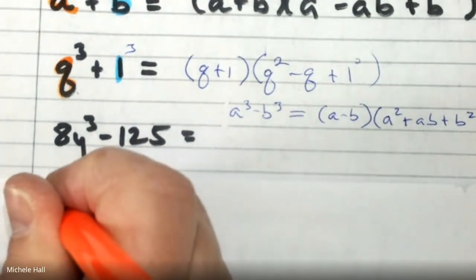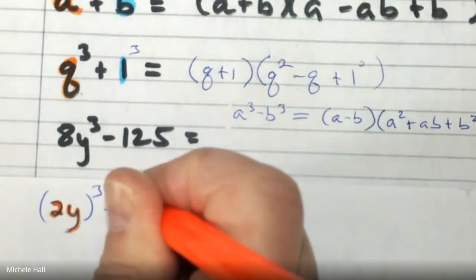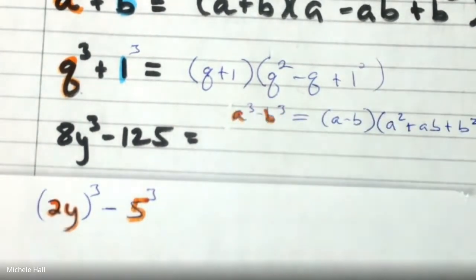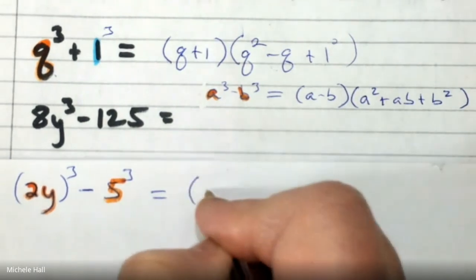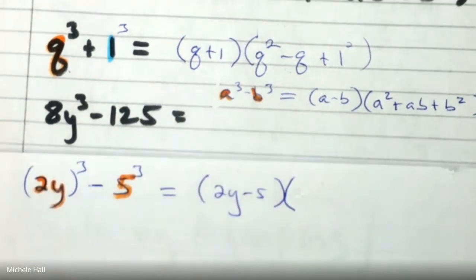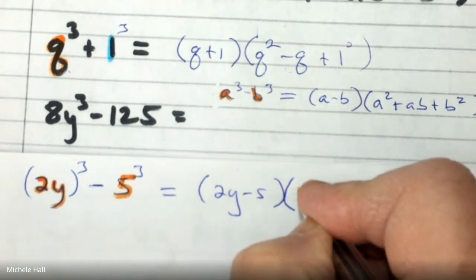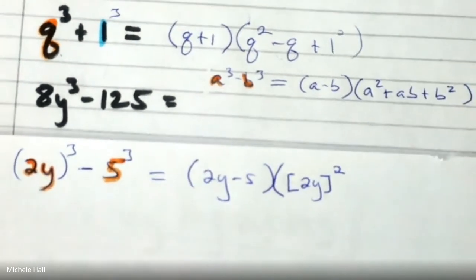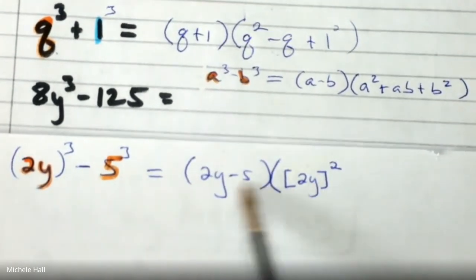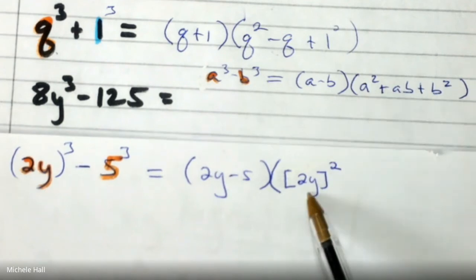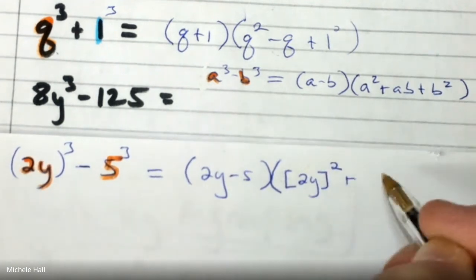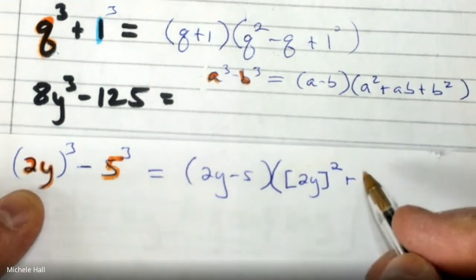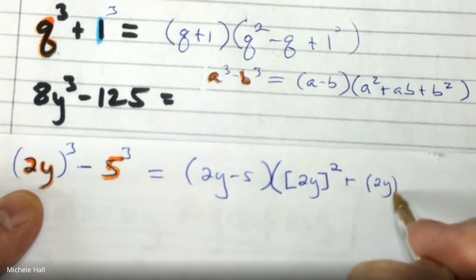2y is my a. 5 is my b. So it's a minus b, so I have 2y minus 5. And then it says a squared, so I'm going to use square brackets and just put 2y squared. There's my a minus b. And then it says a squared, so there's 2y being squared, plus it's a times b. So that's 2y times 5. And I'm going to write that in there.